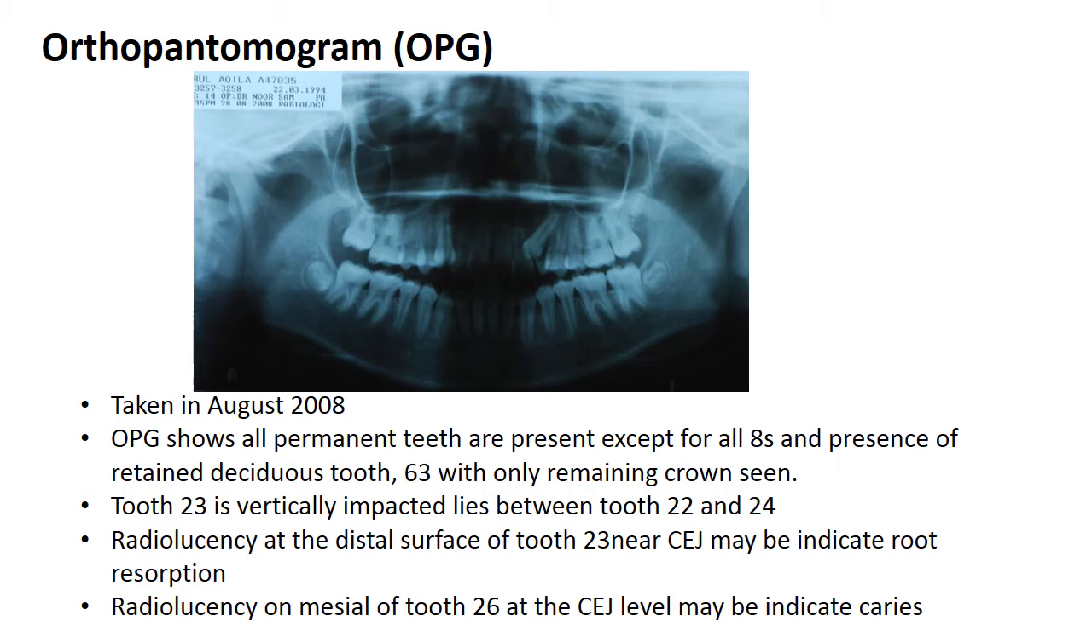Moving to the radiographical assessment, we start with the OPG first. This is an OPG taken in August 2008. The OPG shows all permanent teeth are present except for all 8s, and presence of retained deciduous tooth 63 with only the remaining crown seen. Tooth 23 is vertically impacted, lying between tooth 22 and 24. Radiolucency at the distal surface of tooth 23 near the cementoenamel junction may indicate root resorption, and radiolucency is also noted on the mesial of tooth 26 at the cementoenamel junction.